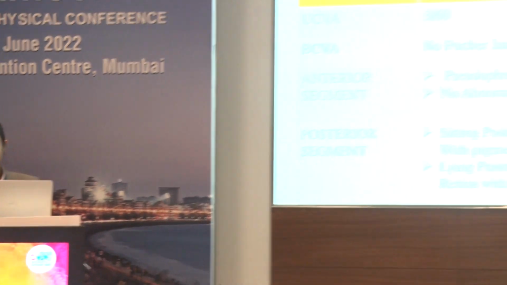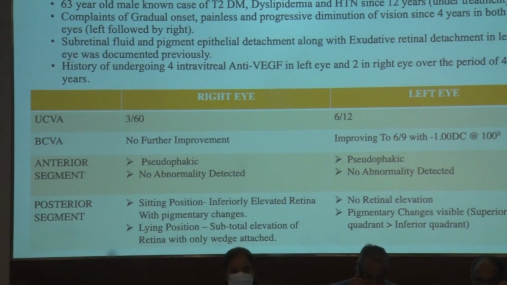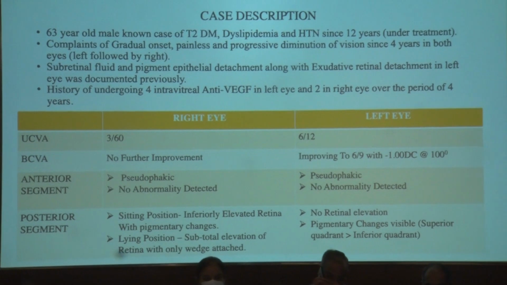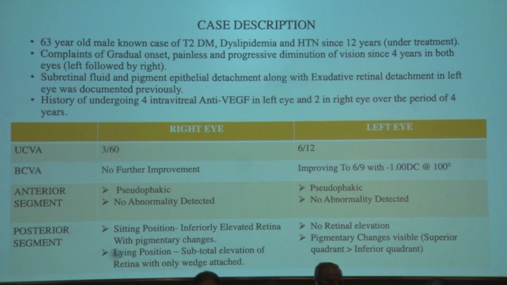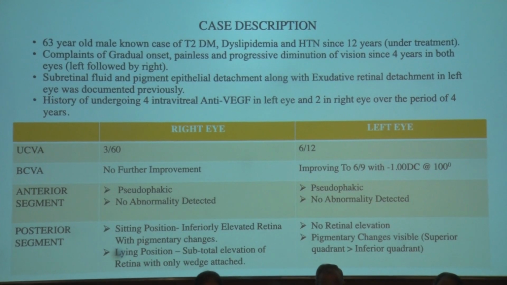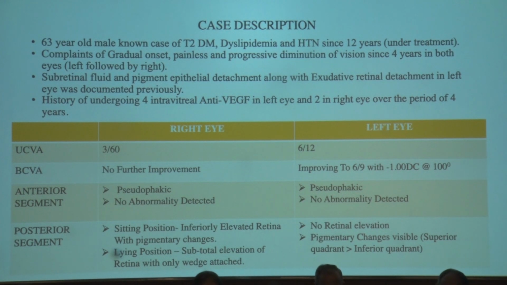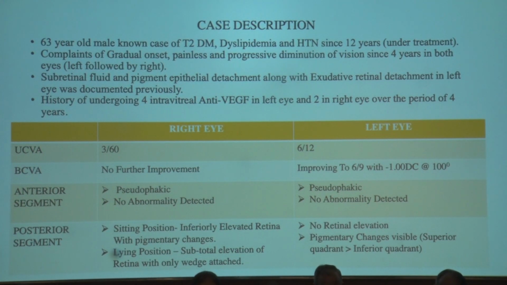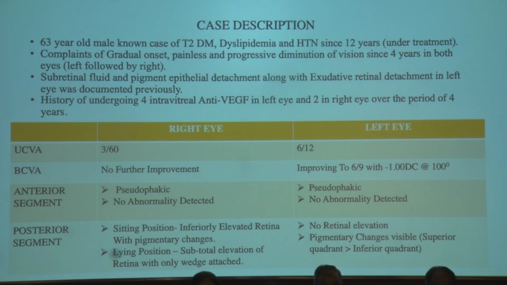So the patient is a 63-year-old male, a known case of type 2 diabetes mellitus, dyslipidemia and hypertension for the past 12 years under treatment. He presented with complaints of gradual onset, painless and progressive diminution of vision since 4 years in both eyes, the left eye followed by the right. There was a previously documented history of subretinal fluid and pigment epithelial detachment in both eyes along with exudative retinal detachment in the left eye.